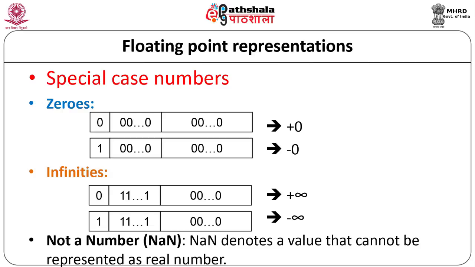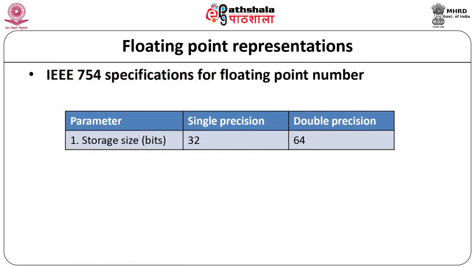So, NaN is represented with exponent of all ones, that is E is equal to 255 for single precision and E is equal to 2047 for double precision and any non-zero fraction. The IEEE has established the standard for representing the floating point numbers. IEEE single precision floating point numbers require 32-bit storage and double precision requires 64-bit storage.